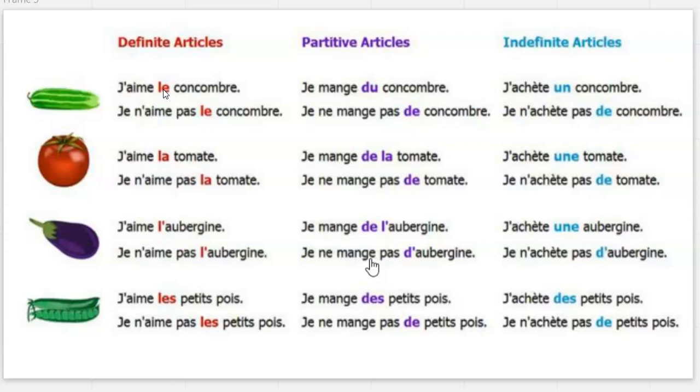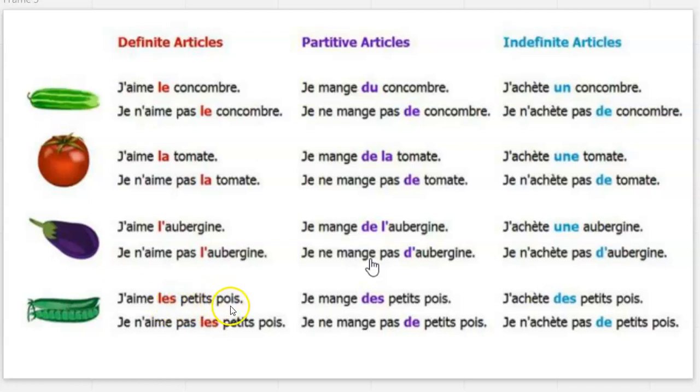So in French, we use the definite article in that case. J'aime le concombre means I love cucumber. J'aime la tomate means I love tomato, or I like. J'aime l'aubergine, I love eggplant. J'aime les petits pois, I forgot in English, sweet peas, but maybe I forgot in English.